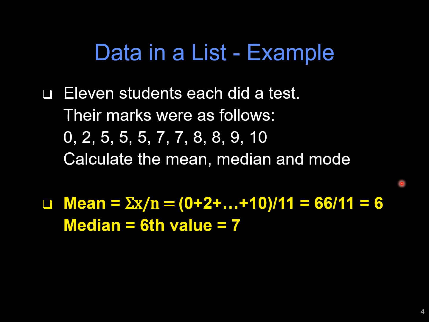Now, to obtain the median, we need to first of all have the data in order of size. In this example, the data are already in order of size. We want to find the middle one. Well, there are 11 pieces of data. The middle one is the sixth one, which is here, so the median is 7. Now, the mode is the most common, so we can see that 5 appeared the most, so the mode is 5.